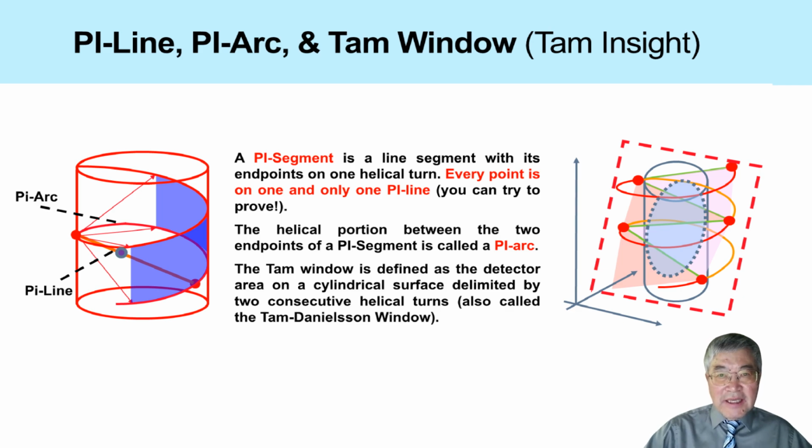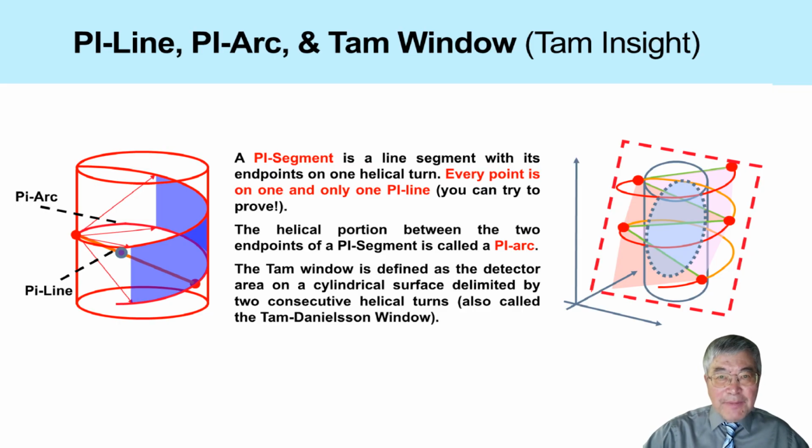Next, let us see how the Orlov theorem helps us understand exact spiral cone beam CT reconstruction. First, we need to introduce a few elegant and very important concepts. The first one is a PI segment. A PI segment is a line segment whose two endpoints lie on one turn of the helical source trajectory. A beautiful property is that every point inside a long object covered by the helical scan lies on one and only one PI line. The portion of the helix between the two endpoints of the PI segment is called the PI arc.